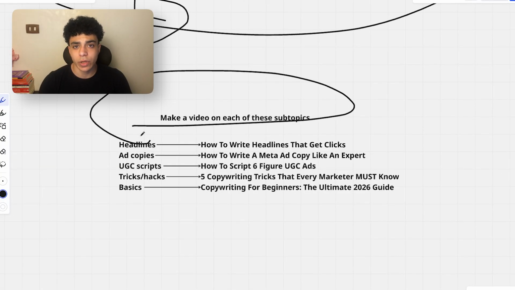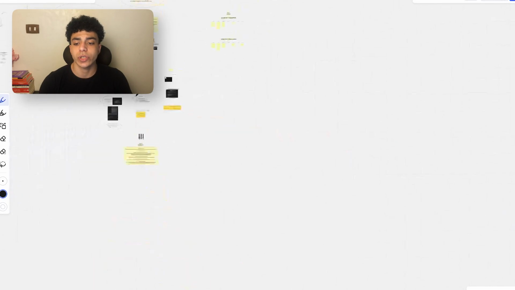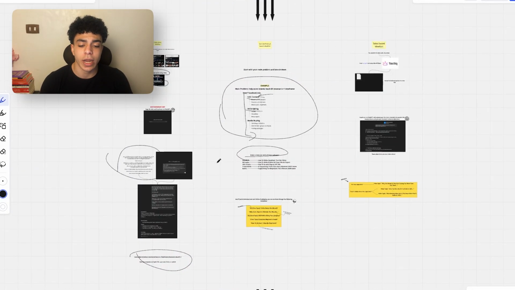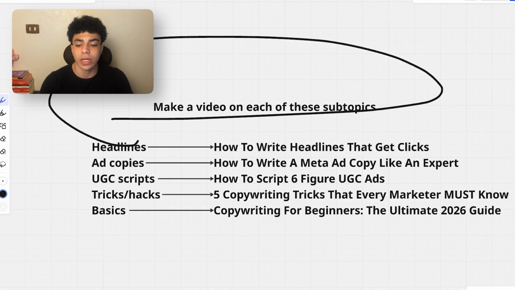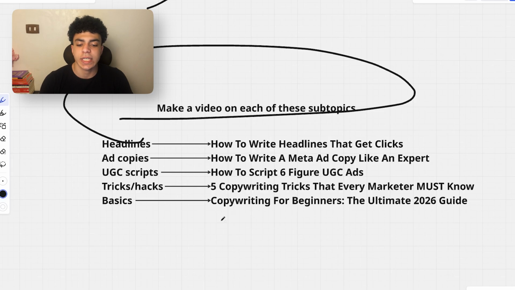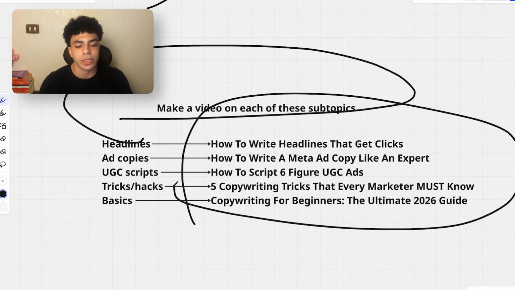Now, not all of them are going to be good videos. So you just need, again, to use the first method to research and see if they are good ideas or not. For example, headlines: how to write headlines that actually get clicks. Ad copies: how to write a Meta ad copy like an X. UGC scripts: how to script 6-figure UGC ads. By the way, these are all proven titles I copied from YouTube.